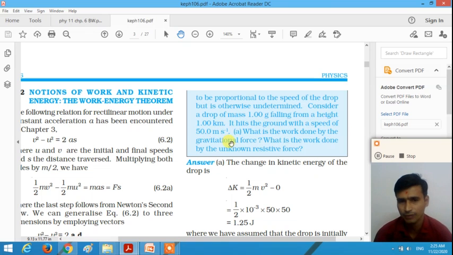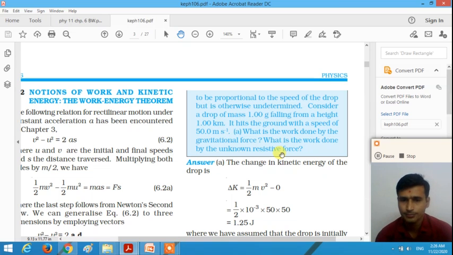So here the mass of the raindrop is given to you, 1 gram. It is falling from a height of 1 kilometer. It hits the ground with the speed of 50 meters per second. Now what is the work done by the gravitational force and what is the work done by the unknown resistive force? Now here according to the work energy theorem, the work done is equal to the change in the kinetic energy.